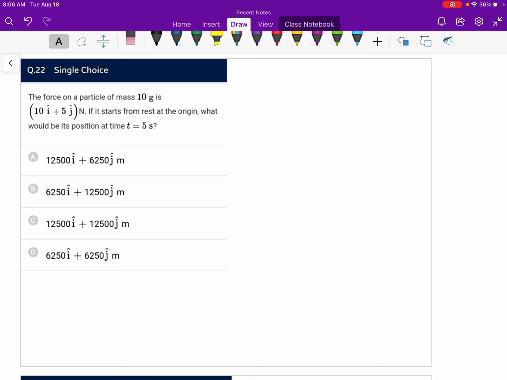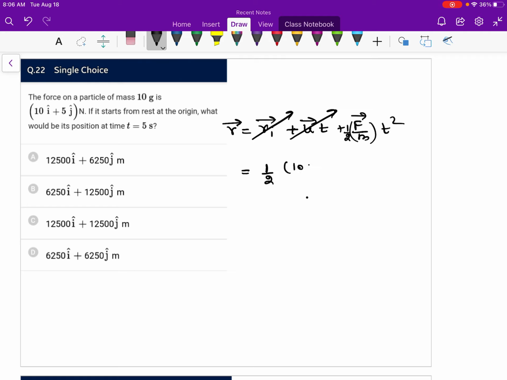The mass m is given, force is given. If it starts from rest at the origin, what will be the position at t equals 5 seconds? So r vector is r initial vector plus u vector t plus half a vector t square. r initial is 0, u vector is 0, so half a vector t square. So half F is 10 i plus 5 j, and mass is 0.01 kg, and t square is 25. So this is 2500 into 5, so 12500 i cap.